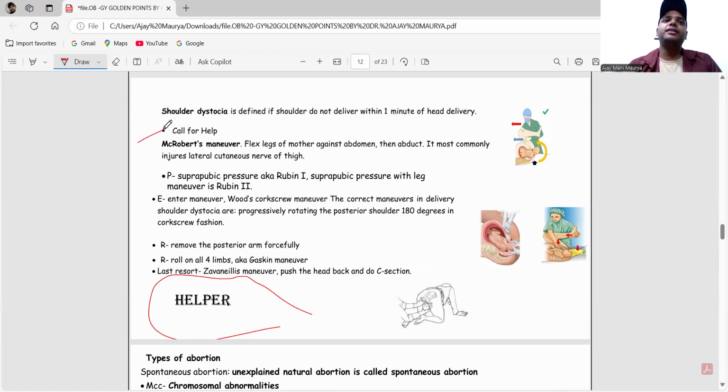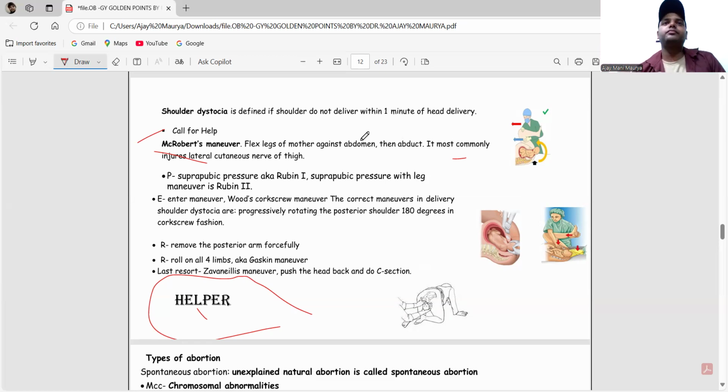Next is to perform the leg maneuver, that is the McRoberts maneuver. You have to flex the legs of the mother against the abdomen and then abduct them. That is the McRoberts maneuver. It is the most commonly injured nerve while doing this one, guys, the damaged nerve is the lateral femoral cutaneous nerve of the thigh.